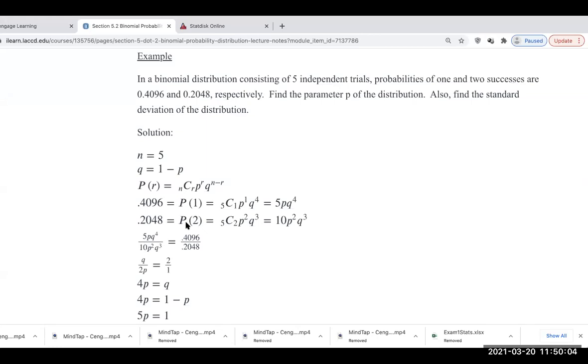We're also given the following fact. The probability of 2 successes is 0.2048. So out of the 5 trials, there are 2 successes. The probability of success is p, and there are 2 successes. The probability of failure is q, and the other 3 are failures. 5C2 is 10. Therefore, 10 p squared q to the power 3 is equal to 0.2048.